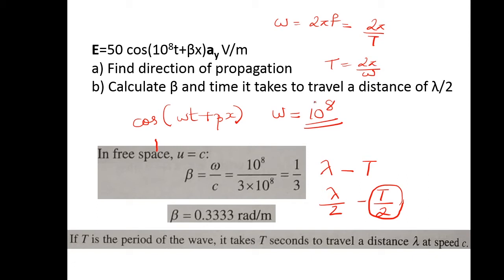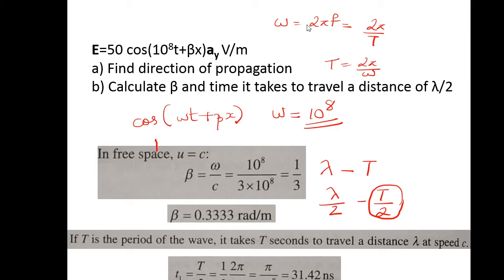So calculate 2 pi by omega to get T, and the time taken to travel lambda by 2 will be T by 2. So you will get T by 2 equal to 1 by 2 into 2 pi by omega, that is equal to pi by 10 raised to minus 9. Again you have to write it in terms of seconds, so you write it as nanoseconds. So this is how you can do the problem.